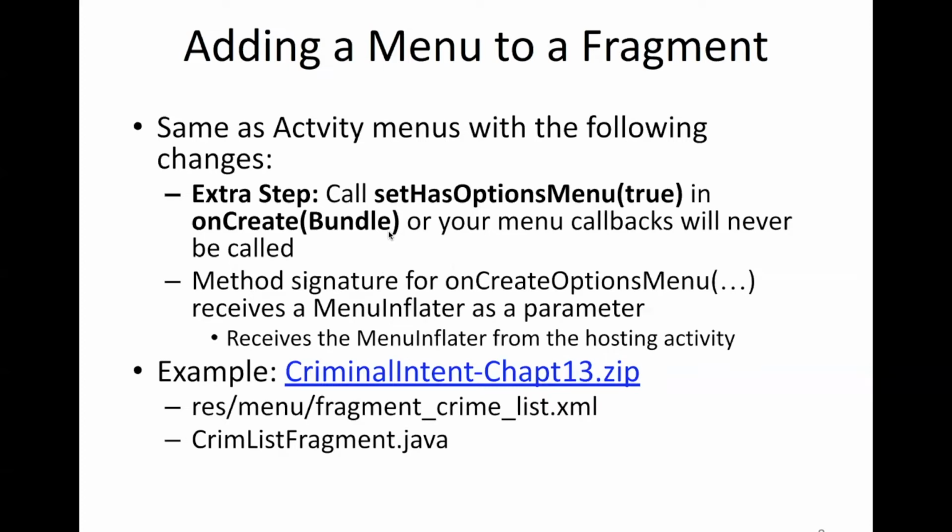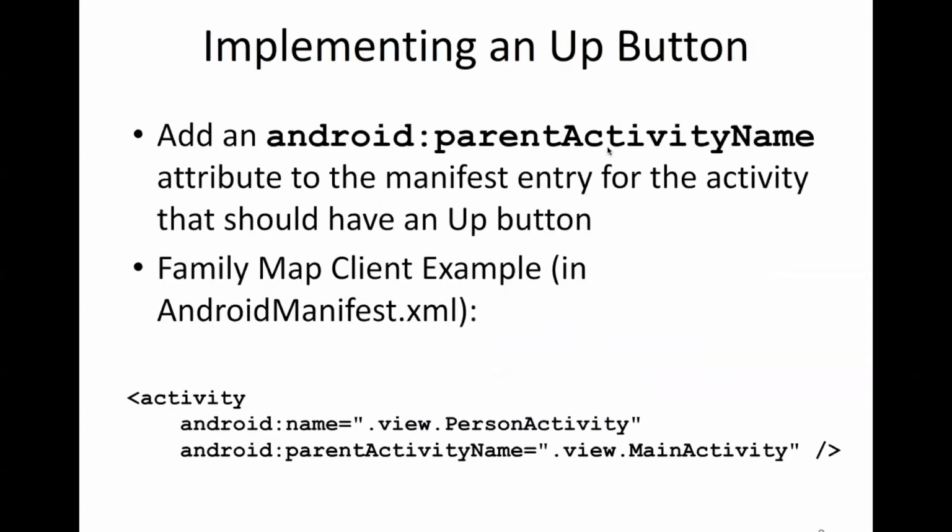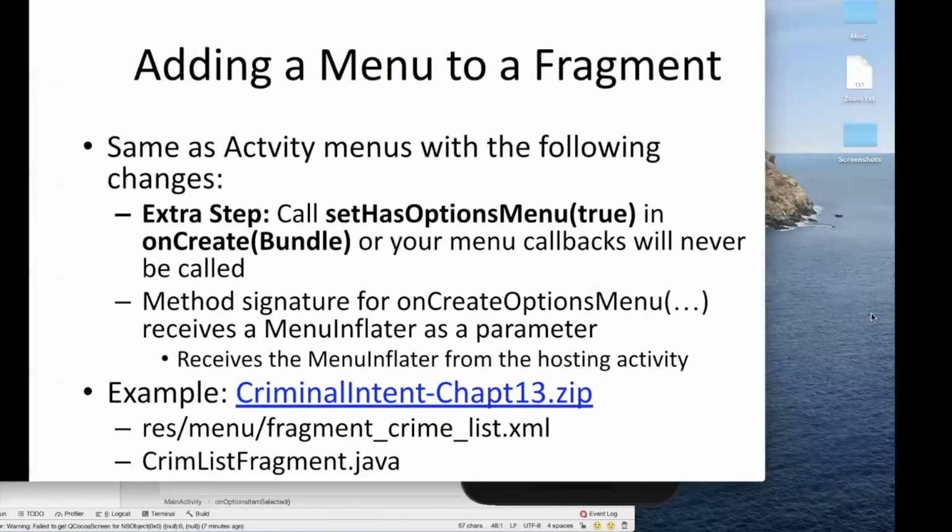You have a map fragment that, if you think about your main activity, when you're looking at your login, you don't have a menu. And when you go to your map fragment, you do. And so you're specifying the menu from the fragment. Okay, so let's go look at the criminal intent example for that.